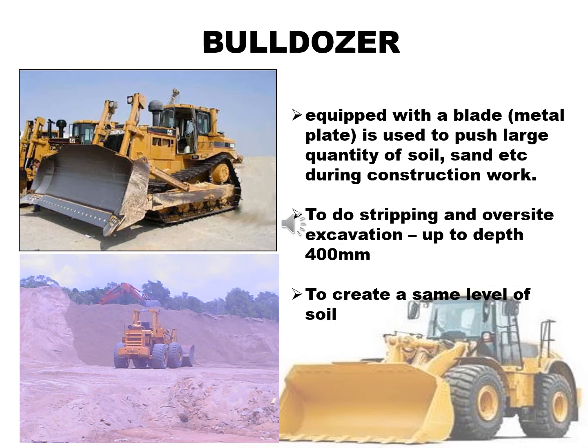I'm pretty sure every one of you has seen the bulldozer at the construction site. Bulldozer is equipped with a blade or metal plate. It is used to push large quantity of soil, sand during construction work. It is used to do stripping and oversite excavation, up to depth 400 mm. It is also used to create a same level of soil.